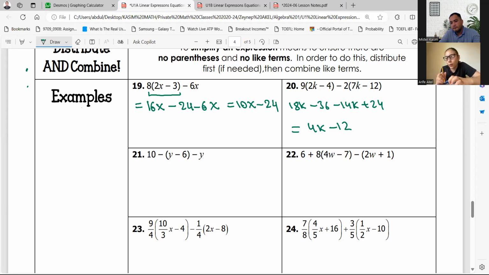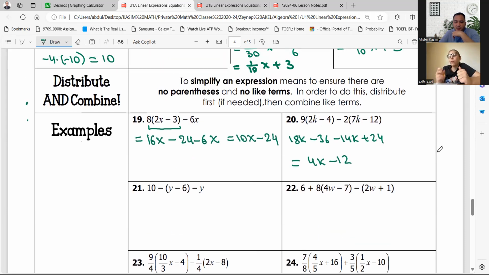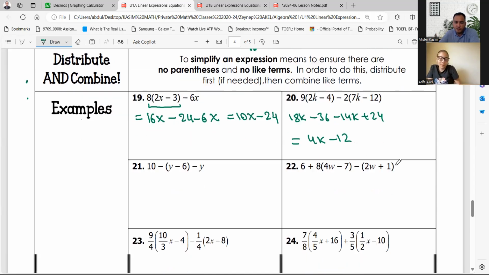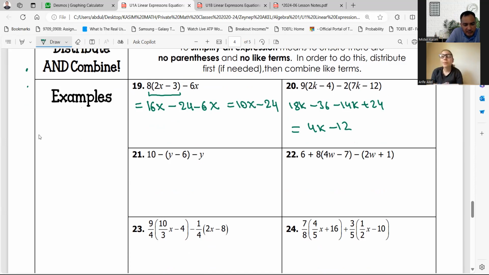How am I supposed to do this one? Because at the top, Zeynep, you see, you want to read one more time? To simplify an expression means what? To ensure that there are no parentheses and no like terms, right? So first we have to remove the parentheses. Here we have minus a plus b is equal to what? Minus a minus b, right? How about if we have minus, here we have a minus b, minus times minus, it is plus b.